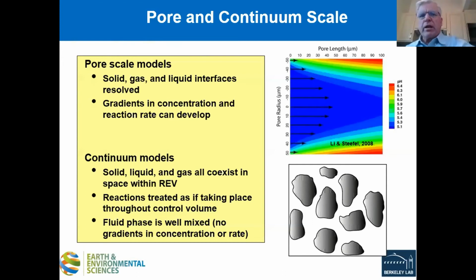So you're capturing gradients. This contrasts with continuum models where you've got a bunch of grains all within some representative elementary volume. They all coexist there, but it's treated as if the reactions, here talking geochemistry, are taking place throughout the control volume. And you're basically assuming the fluid phase is well mixed, so there's no gradient. So this is a big contrast. Next slide.